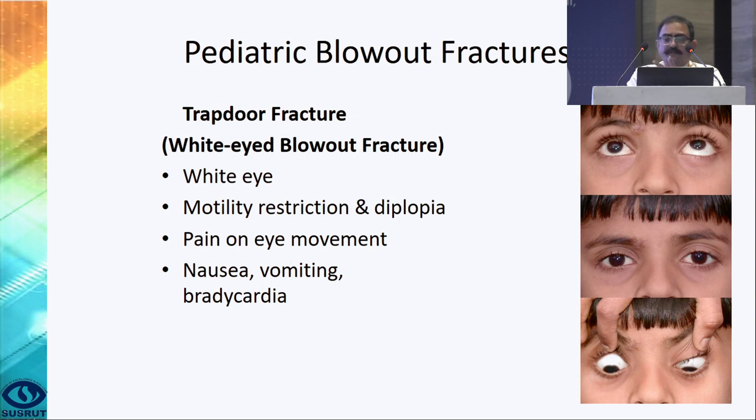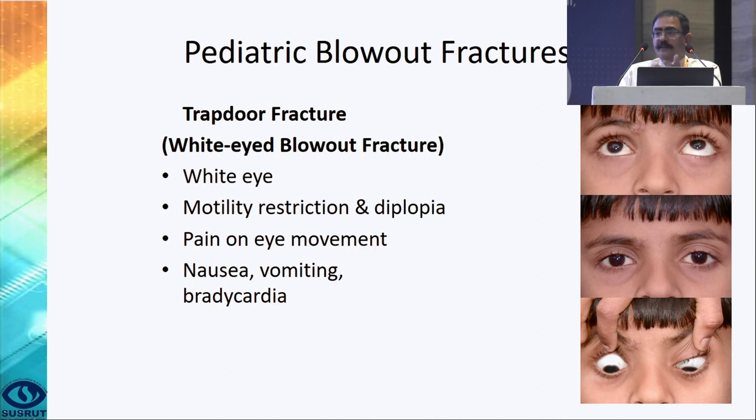You would see a child with a white eye. The main problem is the motility restriction. They usually complain of pain. But the other big symptom is because of the ocular cardiac reflex. So they would have nausea, they would have vomiting, they would have bradycardia. And often they are misdiagnosed to have these problems because of a head injury or because of an acute abdomen. So sometimes they are wrongly diagnosed and treated in that line before they actually end up with an ophthalmologist.